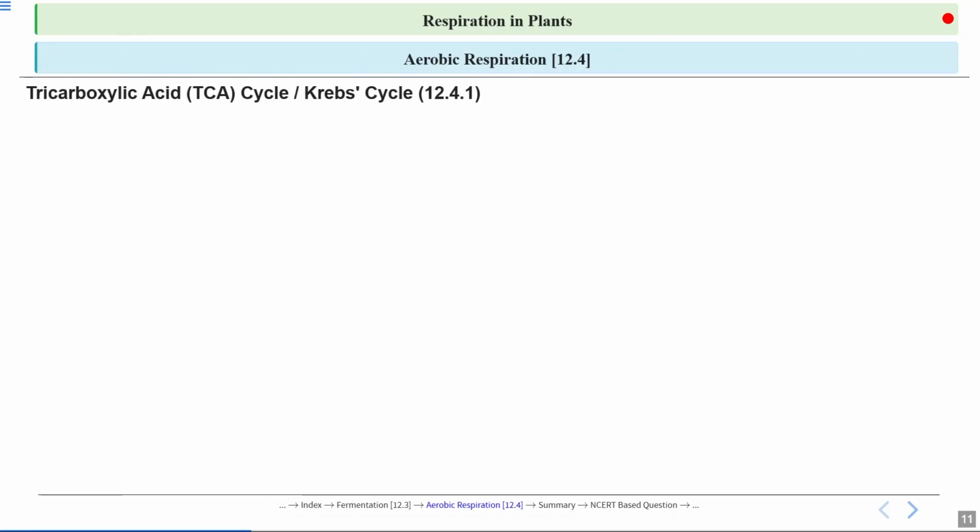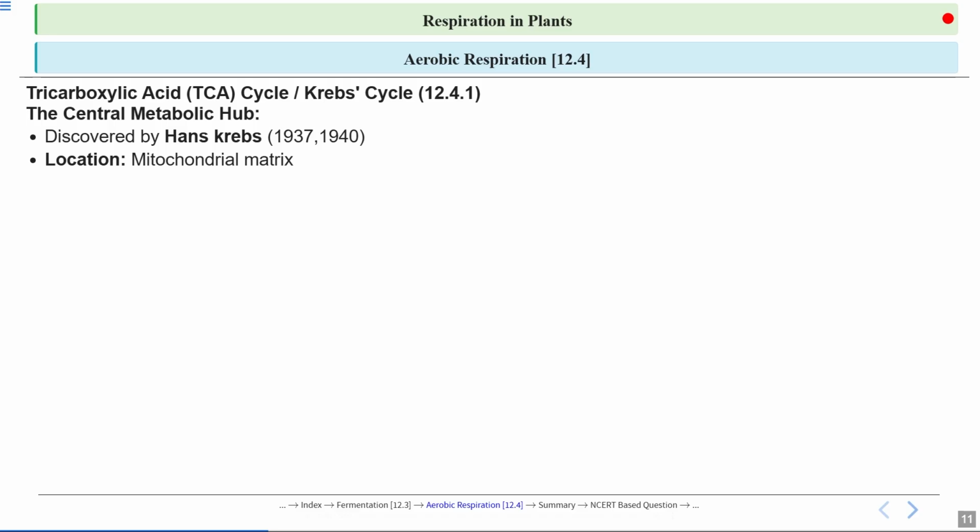Okay students, now let's begin with the next step, that is the tricarboxylic acid cycle, that is the TCA or Krebs cycle. So TCA cycle is referred to as the central metabolic hub and it was discovered by Hans Krebs in 1937 and 1940. This TCA cycle takes place in the mitochondrial matrix.